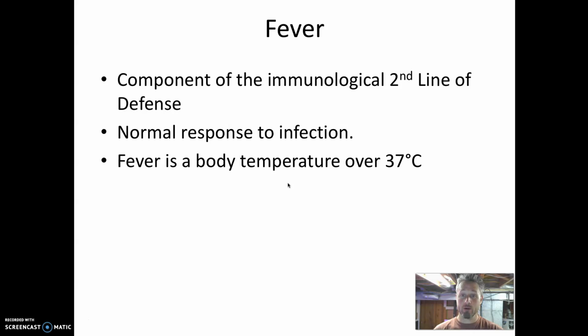Now, the definition of a fever is really straightforward, right? A fever is any time our body temperature is over 37 degrees Celsius or 98 degrees Fahrenheit. So any elevated body temperature is a fever. There are a lot of reasons fever can happen, but we're going to focus on the fevers that are a result of microbial infection. So again, fever is beneficial. Our body does it on purpose, and it's anytime the body temperature is raised over 37 degrees Celsius.